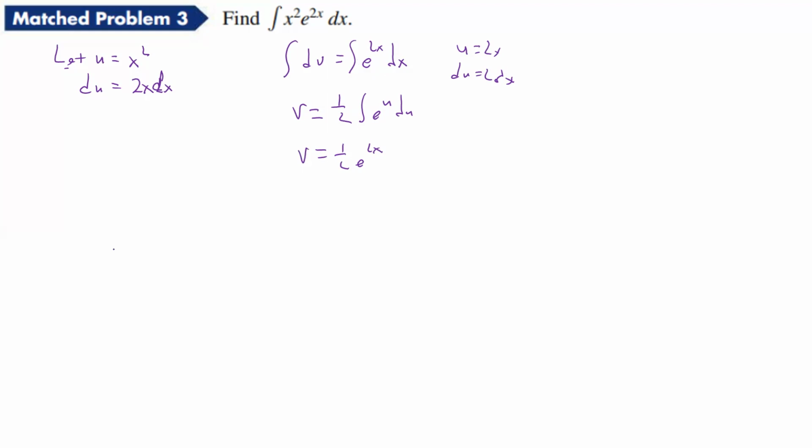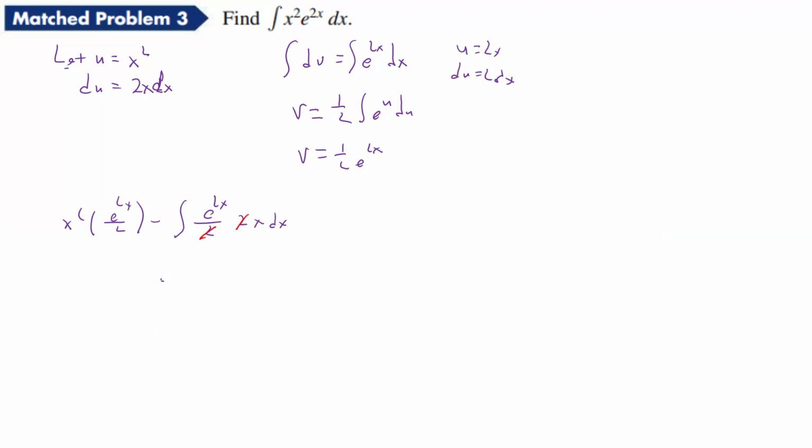All right, so now I'm going to take u times v, so I'm going to have x squared times, and maybe I'll put e to the 2x over 2 to make it easier here. And then I'm going to have minus the integral of this part, e to the 2x over 2, multiplied by the 2x dx. And it looks like I can cancel some 2s, so maybe I'll do that. That'll work.